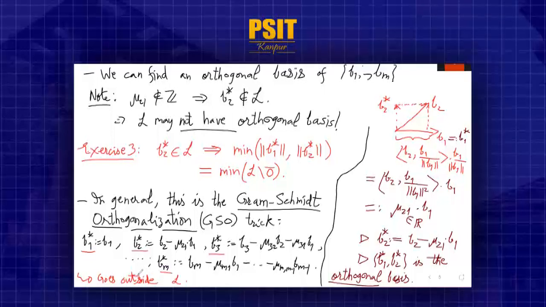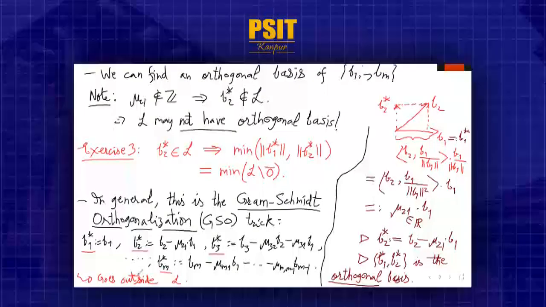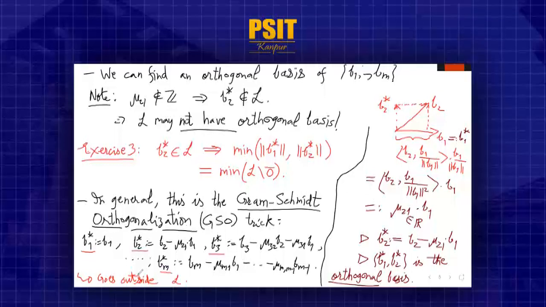Yes, but if it is going outside the lattice, how will this help compute the shortest vector? Why are we doing this? So any suggestions from the audience? How can you use this to get some information inside the lattice? Any suggestions from the audience if you have seen this before? Sir, we can take the nearest integer to these mu values.